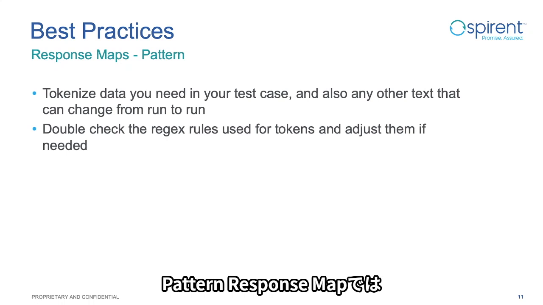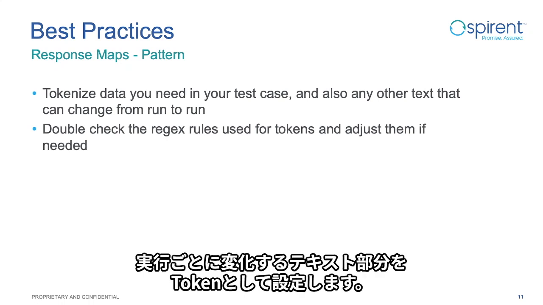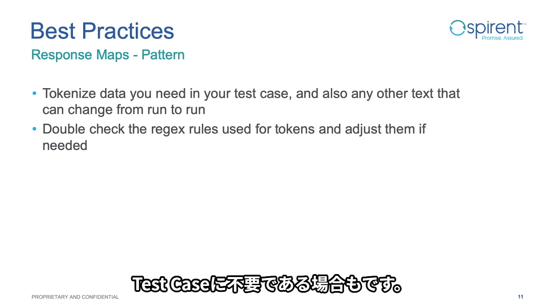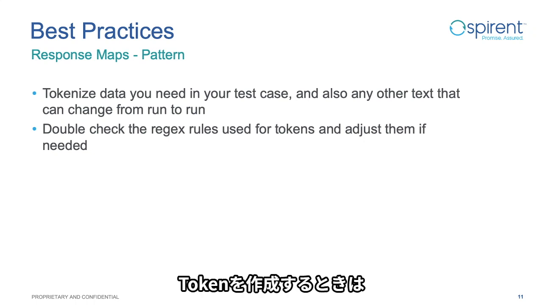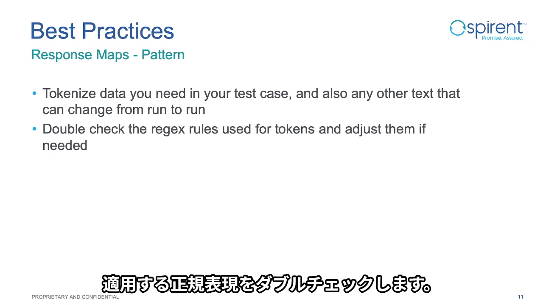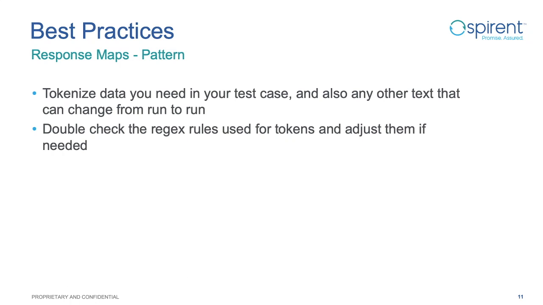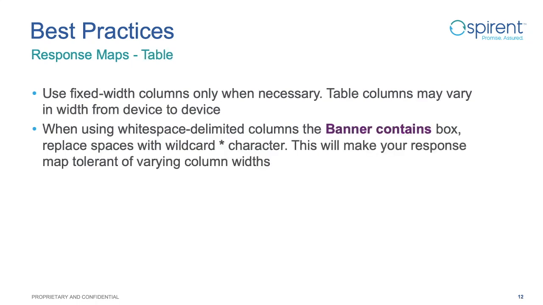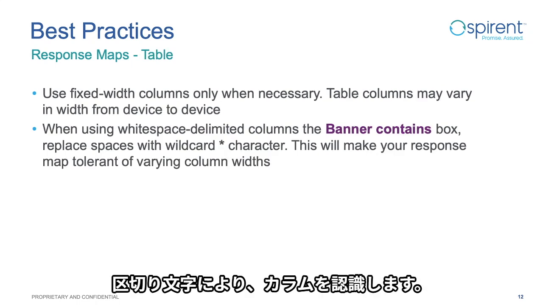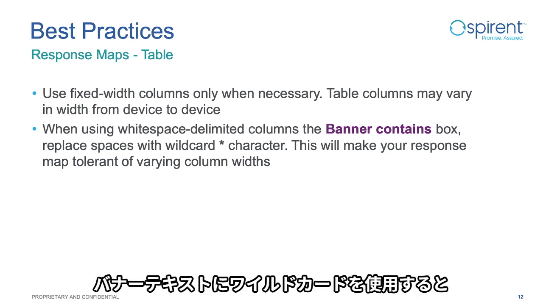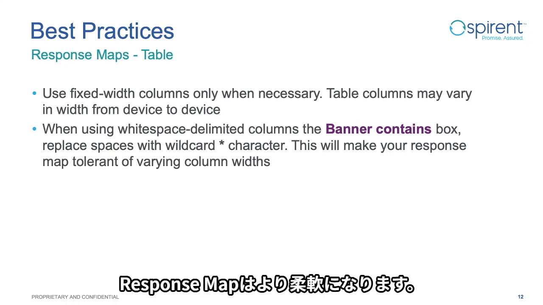In a pattern response map, make sure you tokenize all text that can change from run to run, even if you don't need it in your test case. When a token is created, double-check the regex rule assigned to it and make sure it will cover all known cases. In a table map, use the delimiter character to find columns whenever possible. Wildcard banner text to make the response map more resilient.